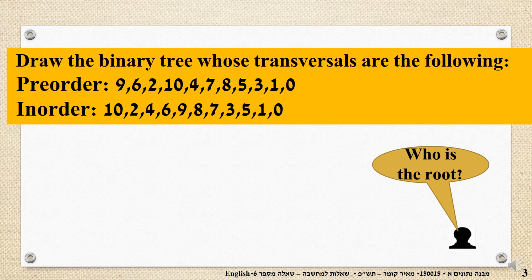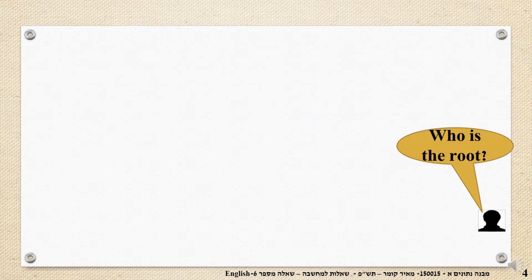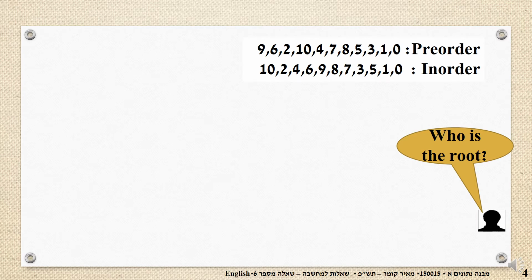Now, after you've decided who the root is, let's take a look together. So those are the pre-order and the in-order traversals. Because pre-order says root, left, right, the first element that's going to be printed, or visited, will be the 9. So that means the root of the tree will be 9.